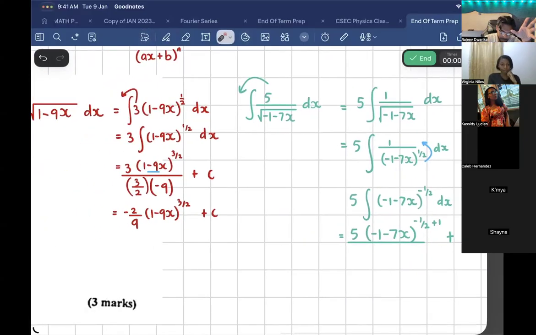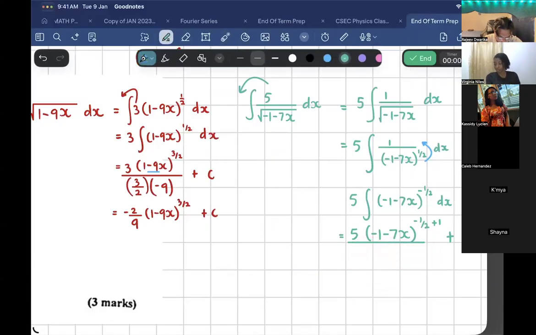Anyways, Kamaya, we have 5 multiplied by -1 minus 7x to the power negative a half plus 1. What's going to go in the denominator? Minus 3/2? No, take your time. What's negative a half plus 1?